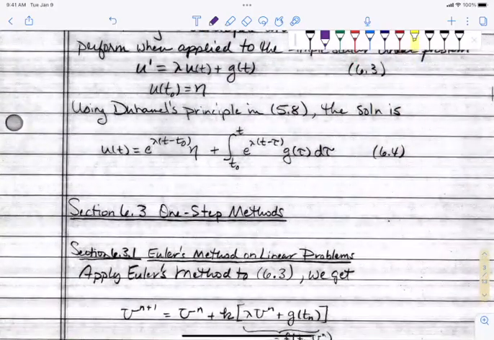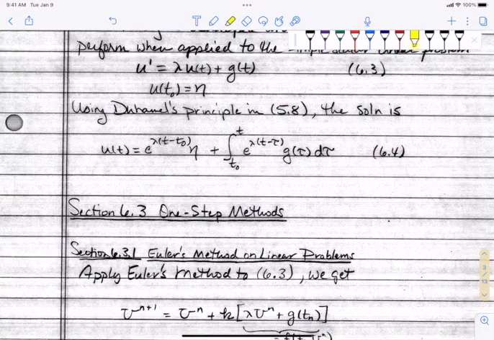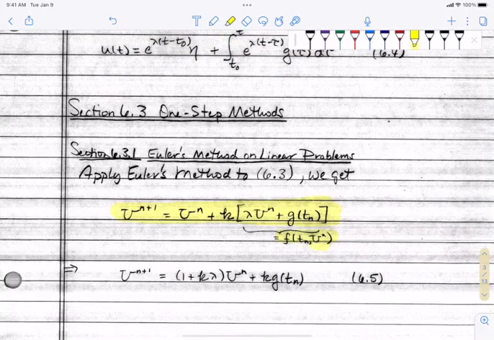So we're going to focus on this problem right here, our 6.3, just our basic linear ODE, and we're going to apply Euler's method to that. And so if you can see right down here, that is what you would get when you apply Euler's method to that particular equation. That is what we call F here. So here F of t comma u is really lambda u plus g of t.